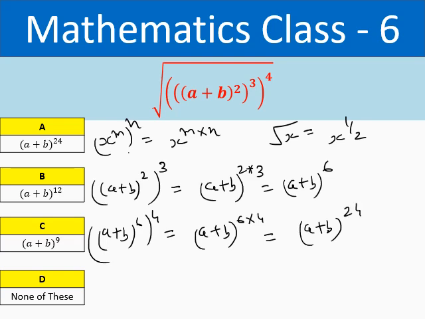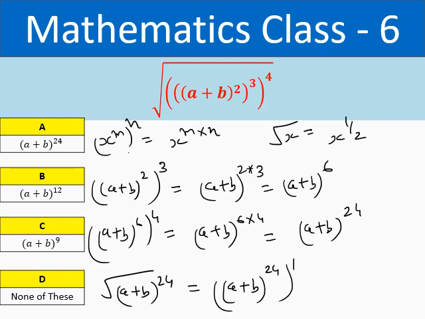Now we'll apply rule number 2. So now as per rule 2, we'll write square root of a plus b raised to 24 equal to (a plus b raised to 24) whole raised to 1 upon 2. So as a result, we'll get a plus b raised to 24 by 2. So now 12 2s are 24. So our final solution is a plus b whole raised to 12. So now option B is the correct option, and we have to remember these two rules.